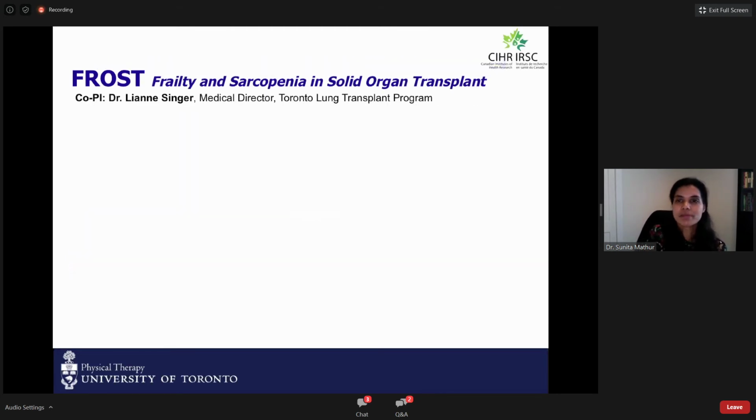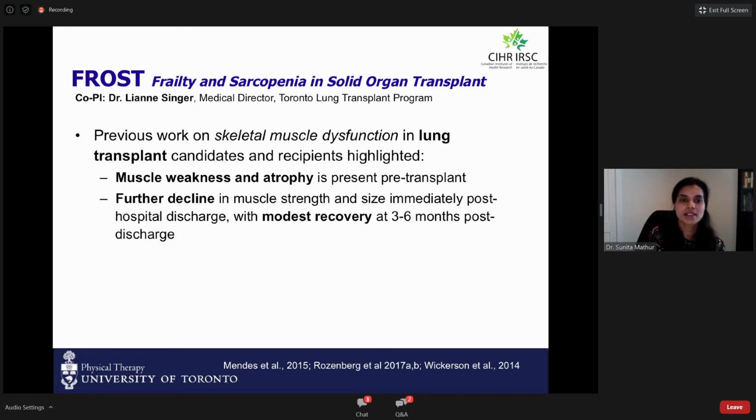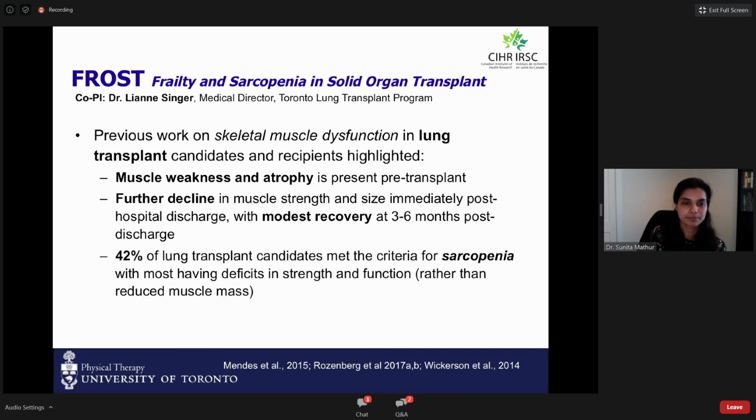So I'm just going to briefly mention a study that we're currently conducting. It's called FROST, Frailty and Sarcopenia in Solid Organ Transplant. So we've done quite a bit of research in the lung transplant group to look at muscle dysfunction or sarcopenia. And we found that muscle weakness and atrophy is present before lung transplant. It declines even more after the transplant because people are in hospital, but it does recover, but not completely, 3 to 6 months post-discharge, and that's even with undergoing a rehabilitation program. So there is something sort of lacking that we can't get that full recovery.